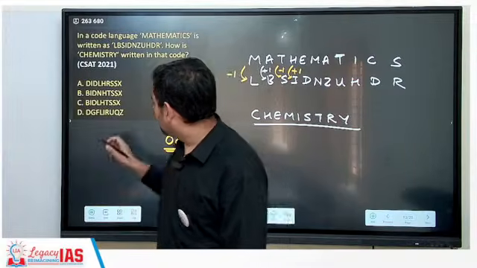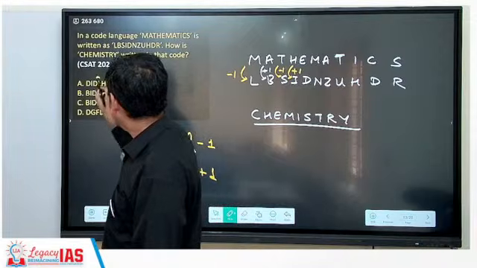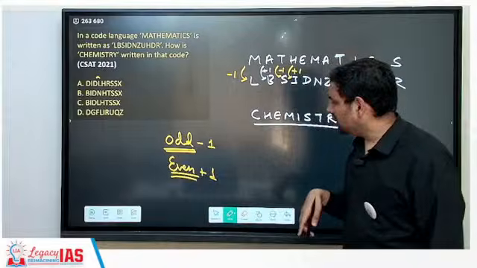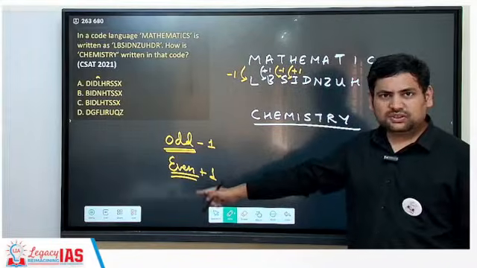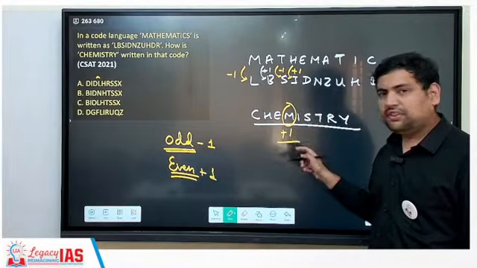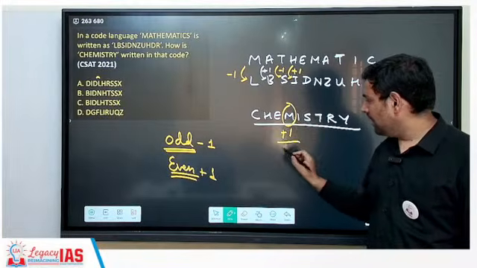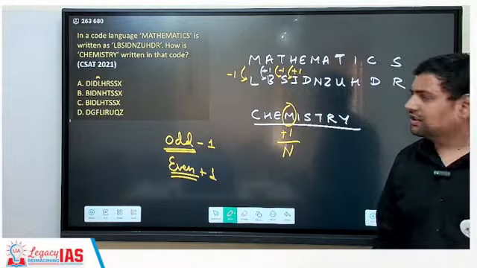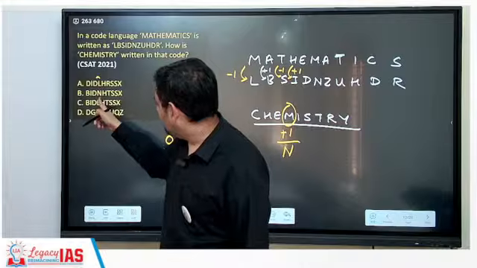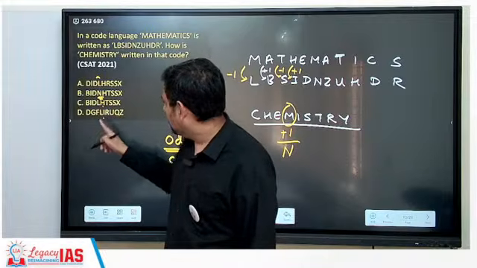So let's say you try to do the fourth letter. Now, if I try to do the fourth letter, how will it work? Fourth is even. So in even, what do we do? In even, we add 1. Correct? So M plus 1 is N. Simple. So the fourth letter has to be N.